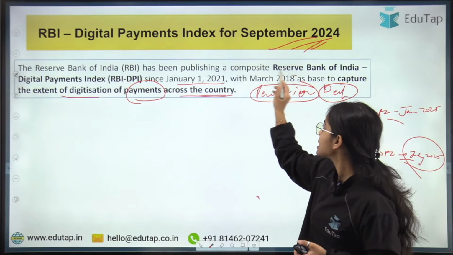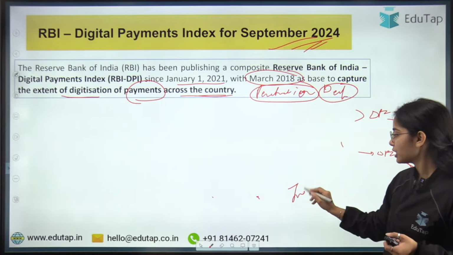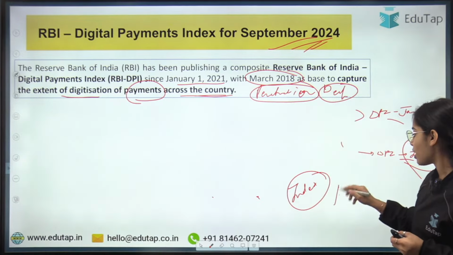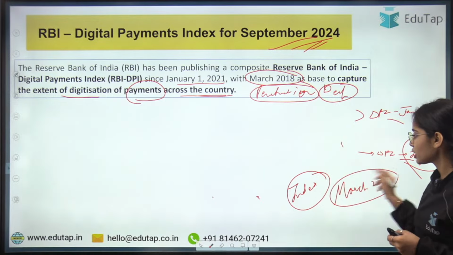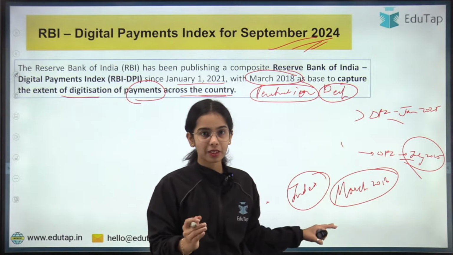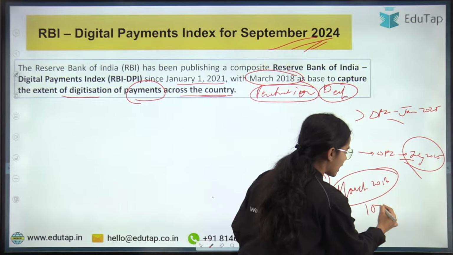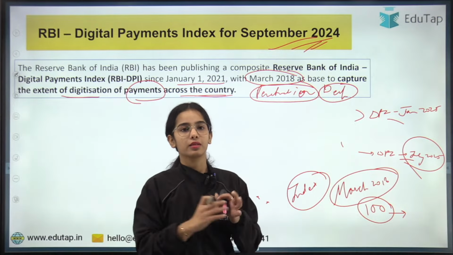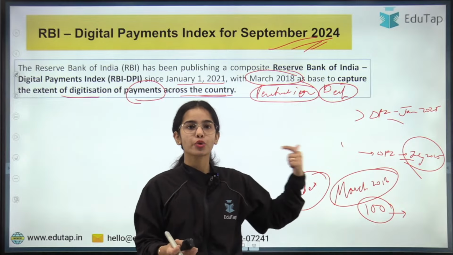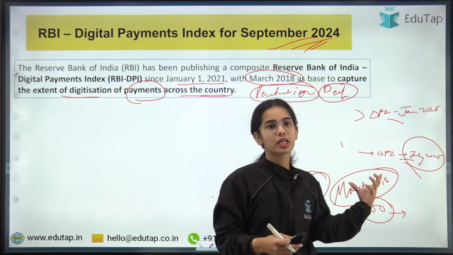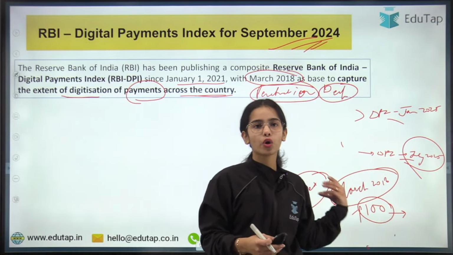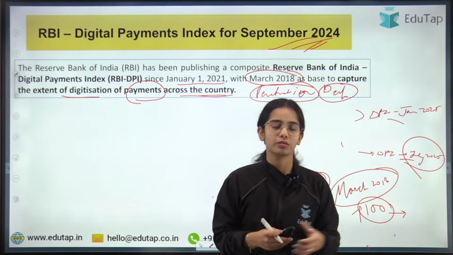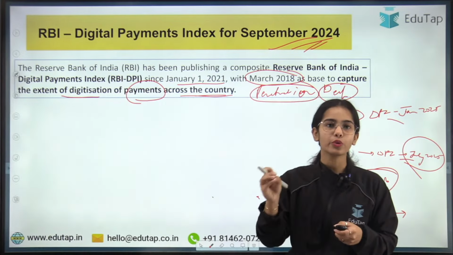Okay, now there is a base year that is taken whenever an index is prepared. For RBI DPI, the base year is March 2018. March 2018 is taken as the base year, and the March 2018 value is considered 100. Against this value, all the other years and all the other half yearly values are compared. So the September 2024 or the March 2025 value will be compared against the March 2018 base value, that is 100.